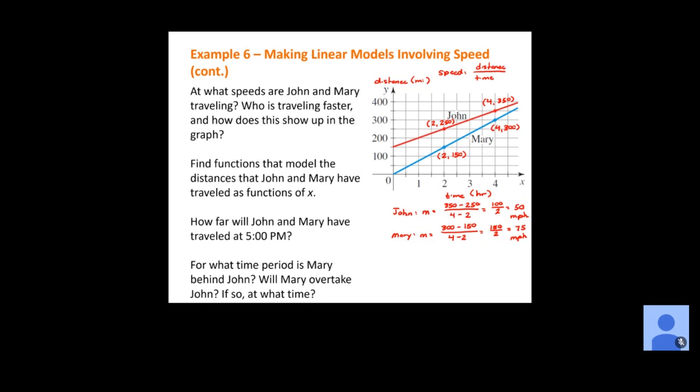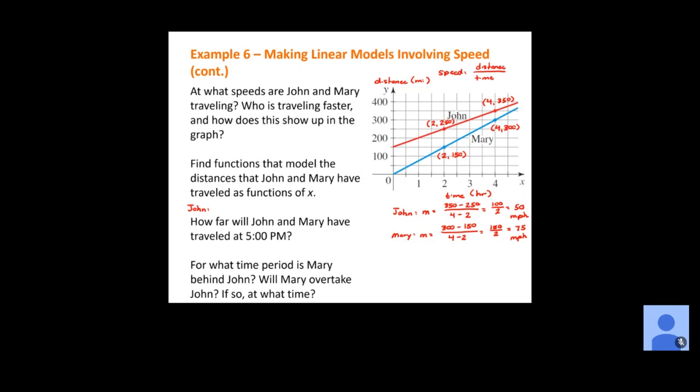All right, now the next piece here is we want to find functions to model the distances that John and Mary have traveled as functions of x. Okay, so we'll start with John. Well, the speed that we found is the rate of change or the slope for John, right? So we already have the m value, and then we can just look at the graph to determine the b value, and we can write our function.